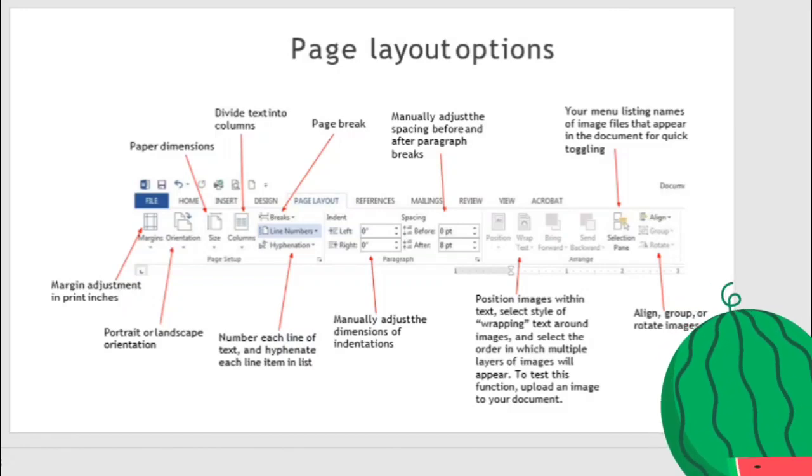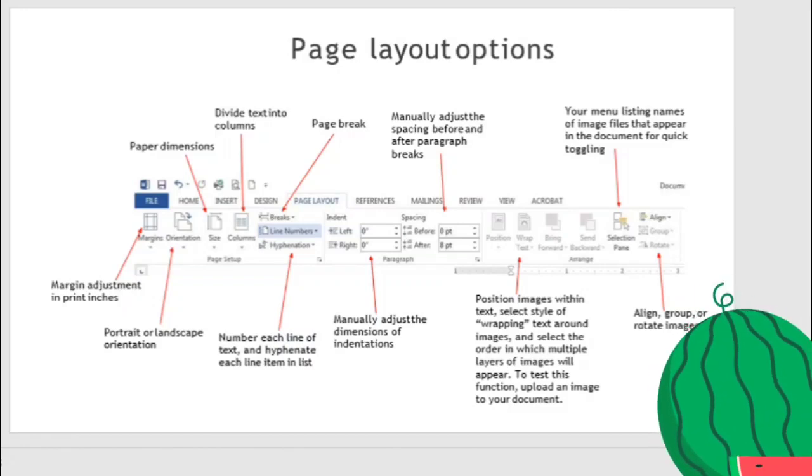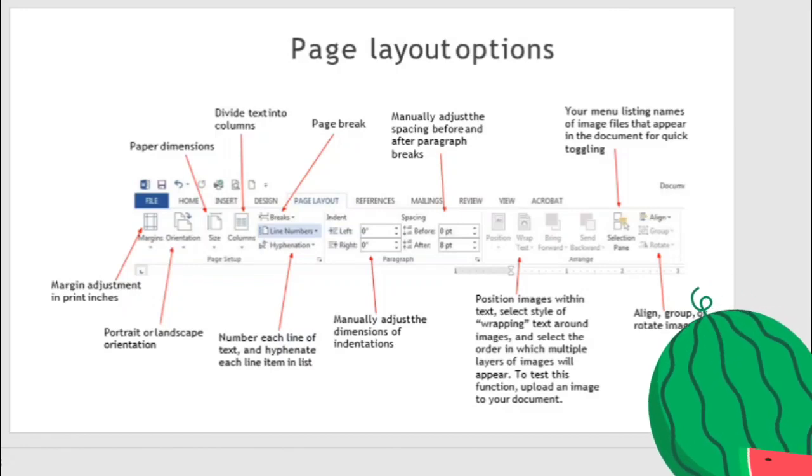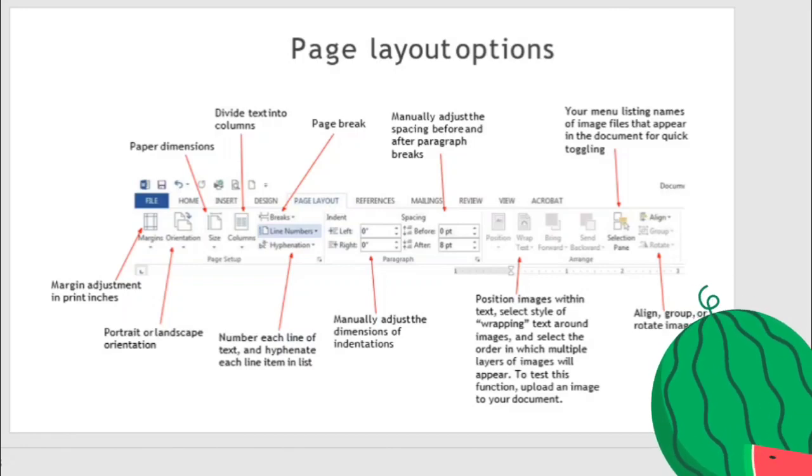You can number each of the text and hyphenate each line. You can choose portrait or landscape orientation. If you want it portrait, you can simply have it stand up. If you want it lying down, it's something like a landscape.